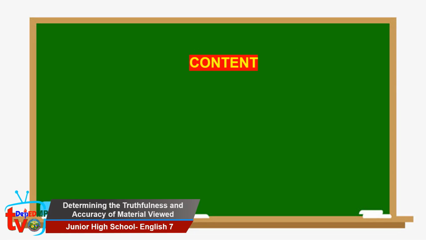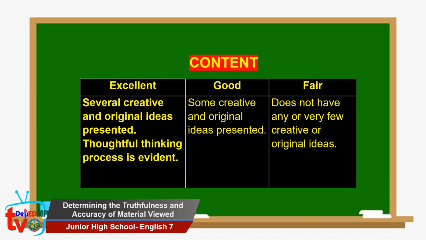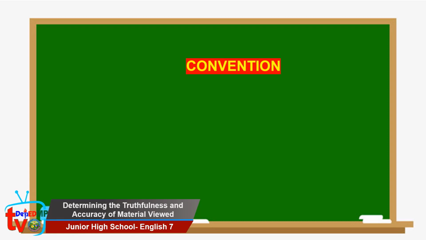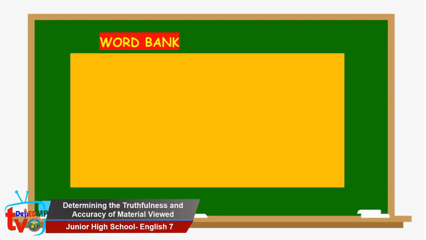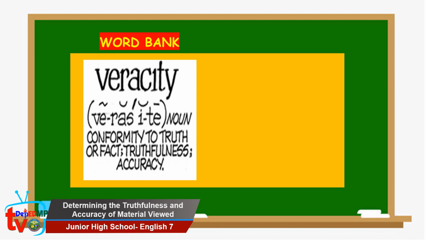For your scoring, the content will be graded 6 if you presented several creative and original ideas. You will be scored 4 points in the convention if there are no spelling and grammar errors in the project. Before we end the lesson, I would like to add the word veracity in your word bank. This is one word that would sum up 2 important words mentioned in your lesson: truthfulness and accuracy.